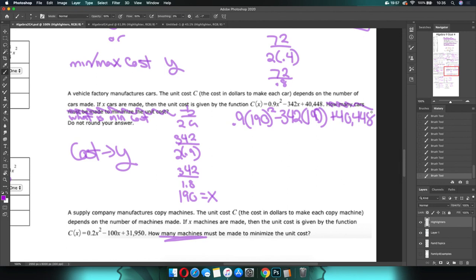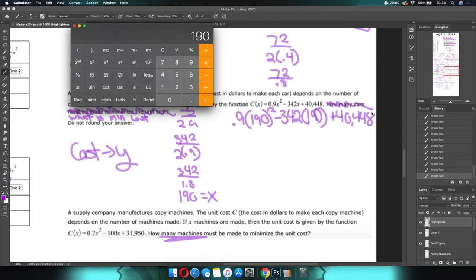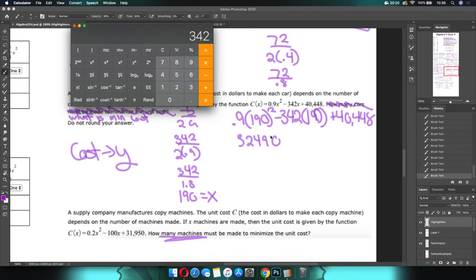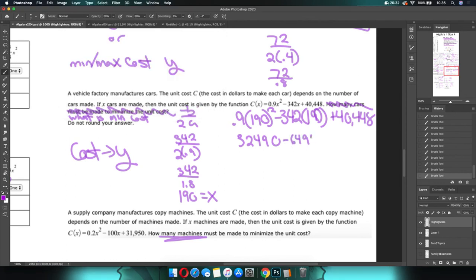1,448. Okay, do I have the fancy calculator? Yes, I do. So 190 squared. Nope, I don't think that worked. Oh, it did. Good. And then it's going to be times 0.9 equals 32,490. And then it's 342 times 190 equals 64,980. So minus 64,980 plus 1,448. So that's a mess to do.